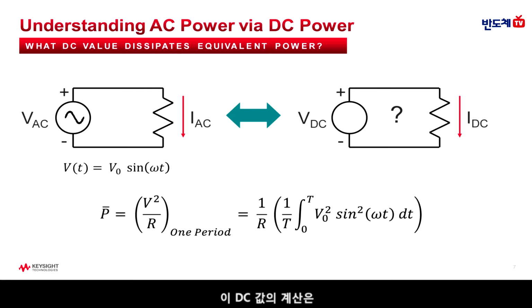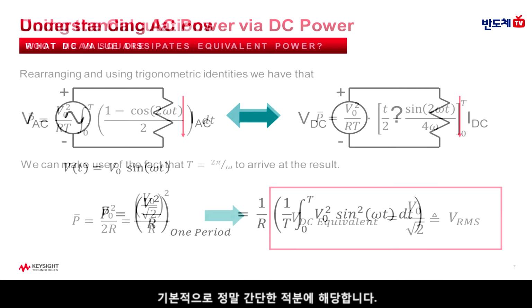So obviously, the calculation of this equivalent DC value depends on the characteristics of the periodic waveform. But fortunately for us, most of the time in electrical engineering, we're dealing with sinusoidal waveforms, and that makes the calculation of this value much easier. So basically, we use our fundamental equation of power equal to V squared over R, and then we just have to calculate the average value over one period. And again, for the sinusoidal case shown here, you end up with the equation shown in the lower right, which is basically a fairly simple integral.